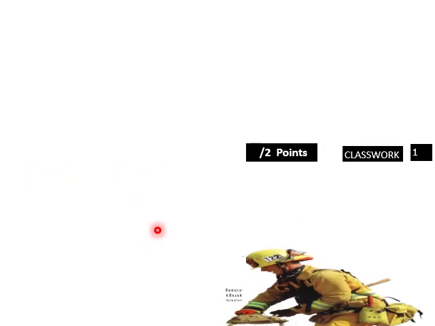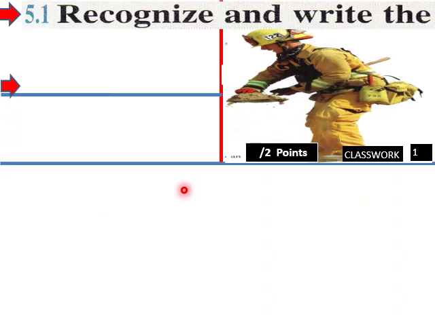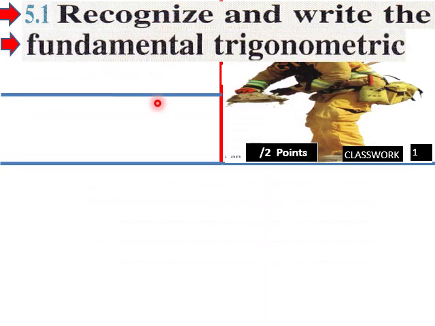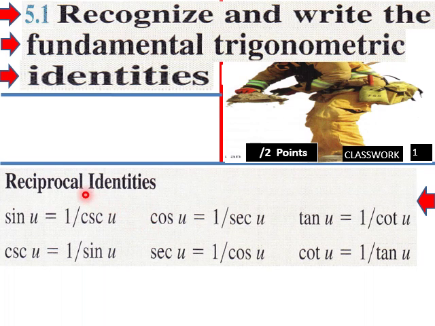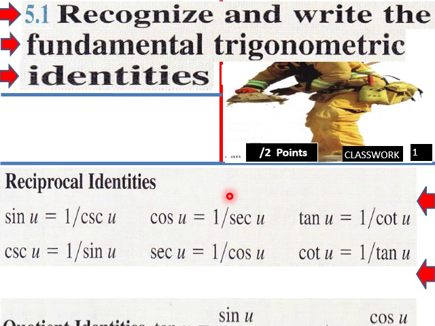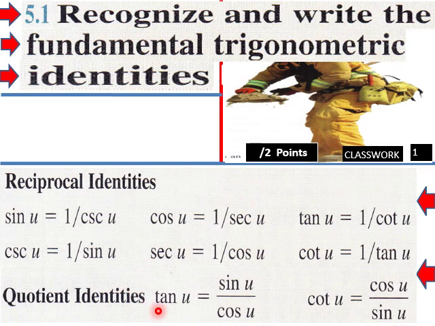Our lesson today, example 1 for 5.1: recognize and write the fundamental trigonometric identities. This is on your classwork sheet, students, so copy this down. Reciprocal identities, here they are, and then here are your quotient identities. So fill these in on your classwork sheets. Teachers, make sure they fill this in.